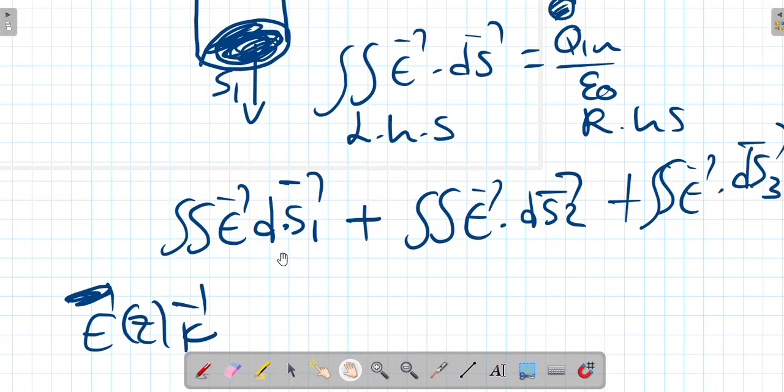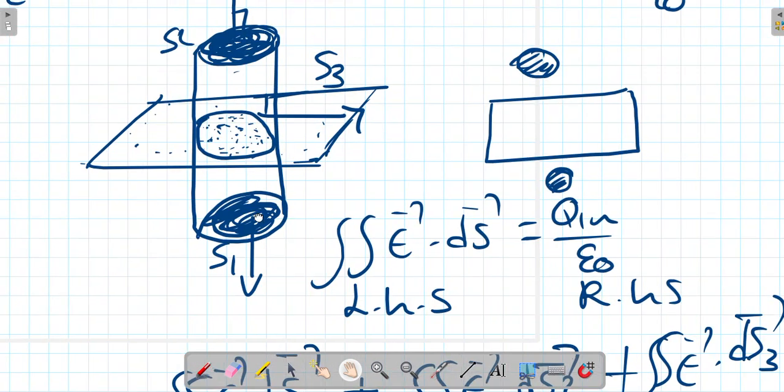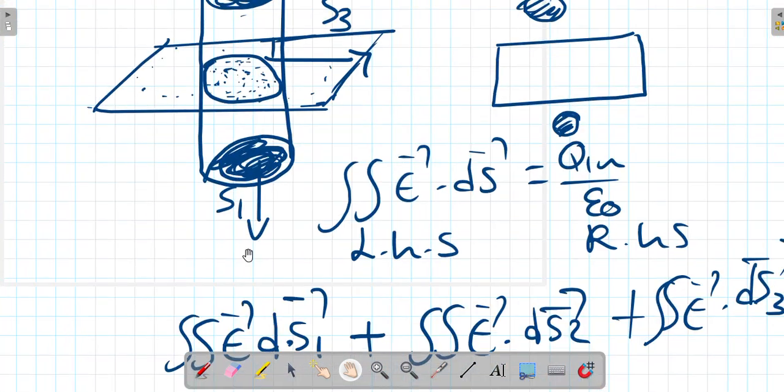Now, another thing about the dot product: if you're dotting two vectors that are collinear or parallel, that's when you get an answer. If the vectors are perpendicular, the answer is 0. Let me apply what I'm saying. E is in which direction? E is in the Z direction. What is our S1? S1 is also in the Z direction, just downwards, but in the Z direction.